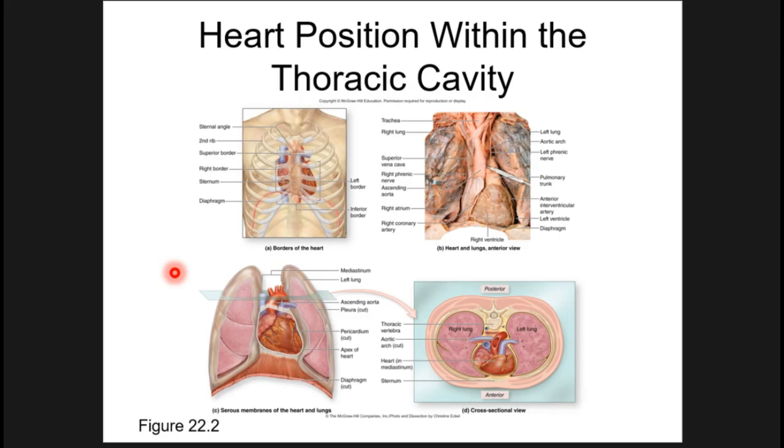The heart is located within the pericardium and the pericardial cavity within the mediastinum, depending on who you ask, within the thoracic cavity, protected by the thoracic cage, and on that anterior surface, that ventral surface, we've got that sternum.